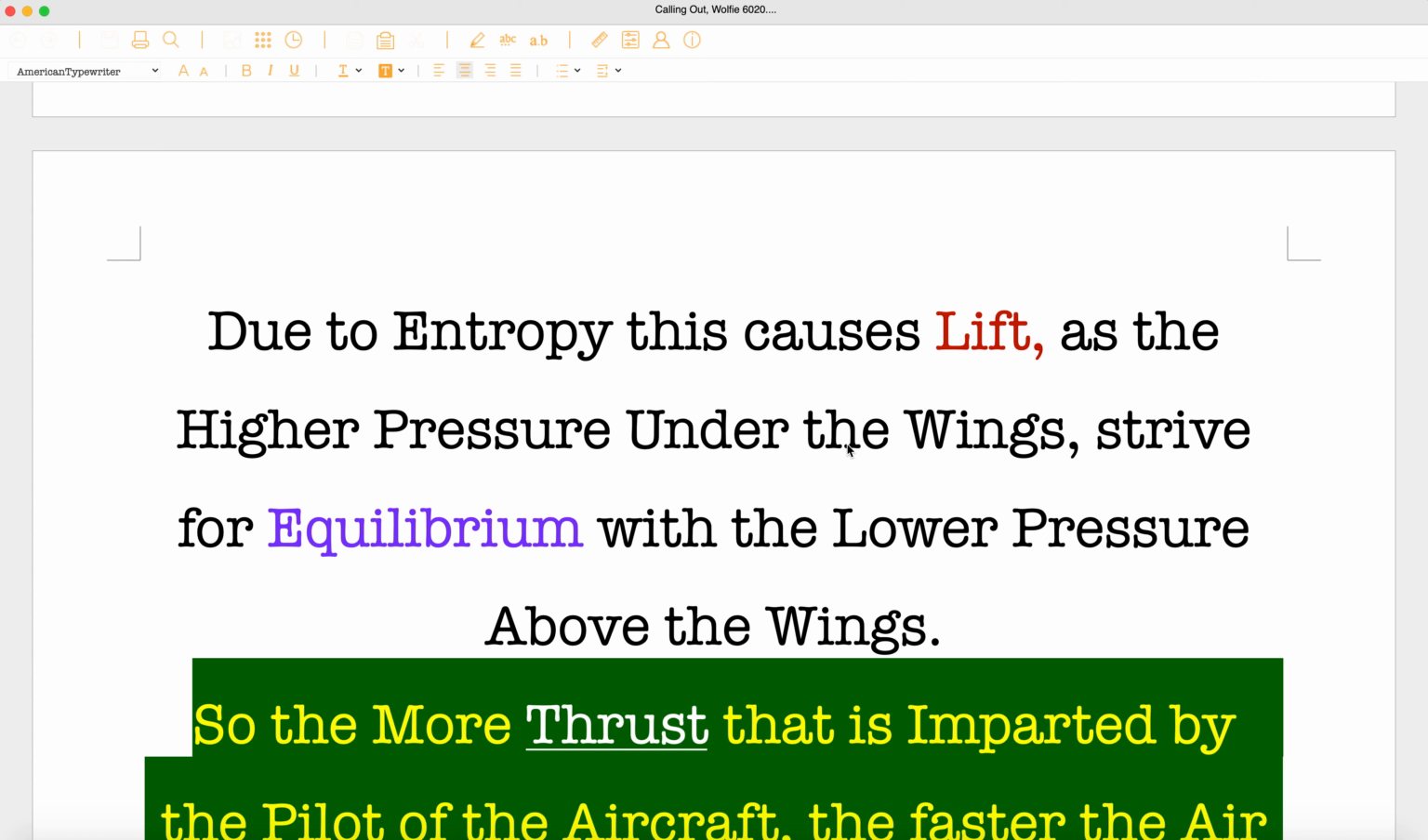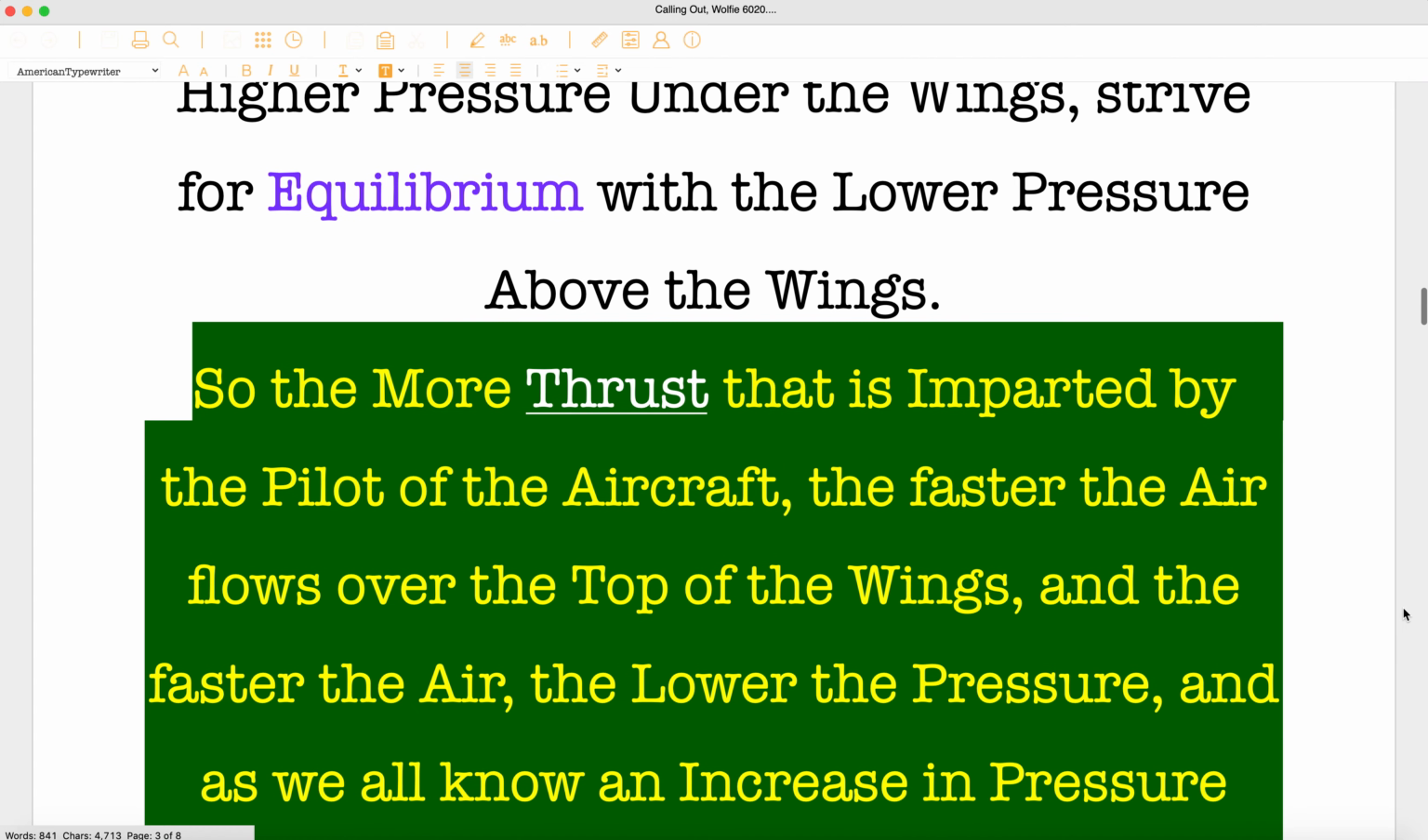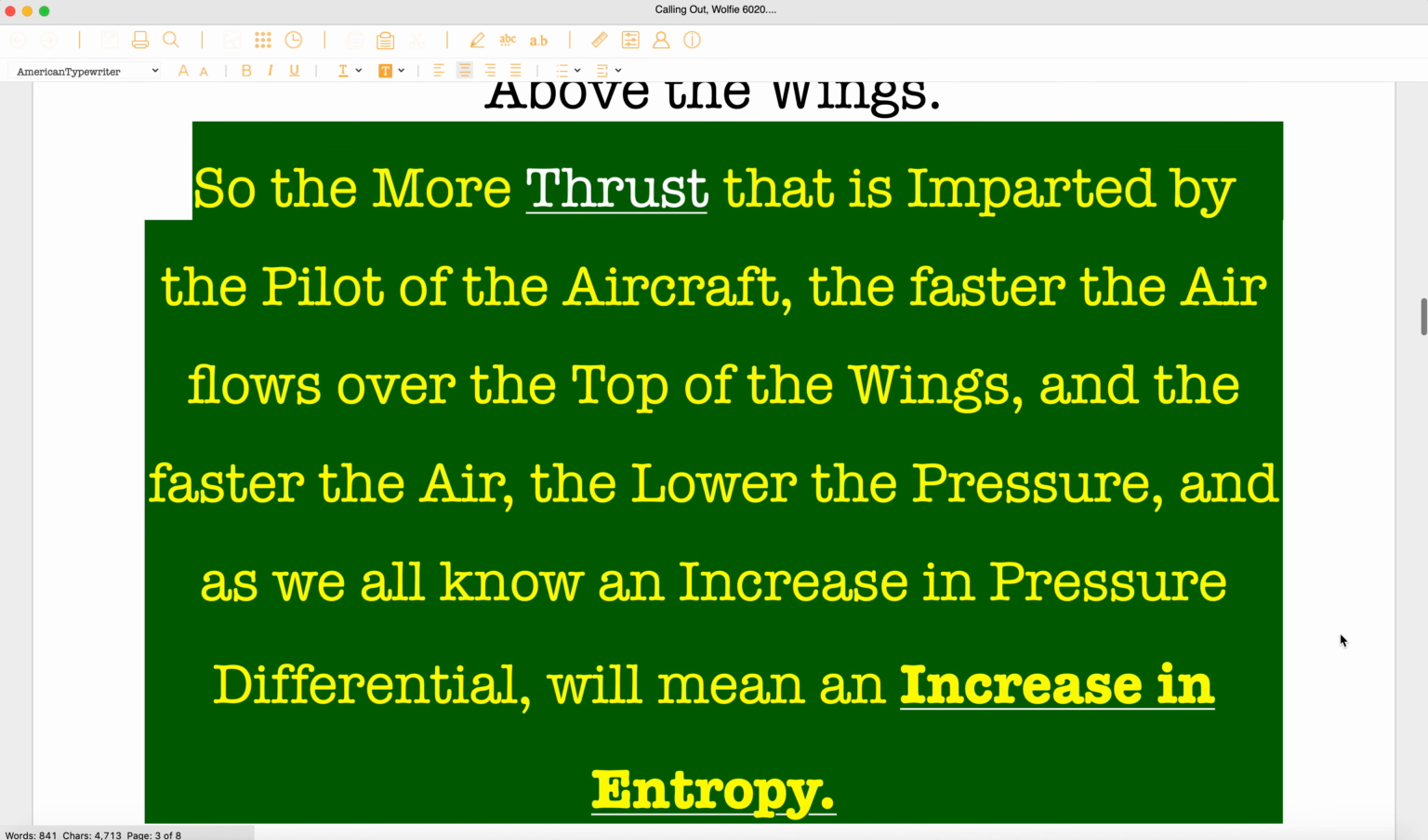As the higher pressure under the wings strives for equilibrium with the lower pressure above the wings. So, the more thrust that is imparted by the pilot of the aircraft, the faster the air flows over the top of the wings. And the faster the air, the lower the pressure. And as we all know, an increase in pressure differential will mean an increase in entropy.